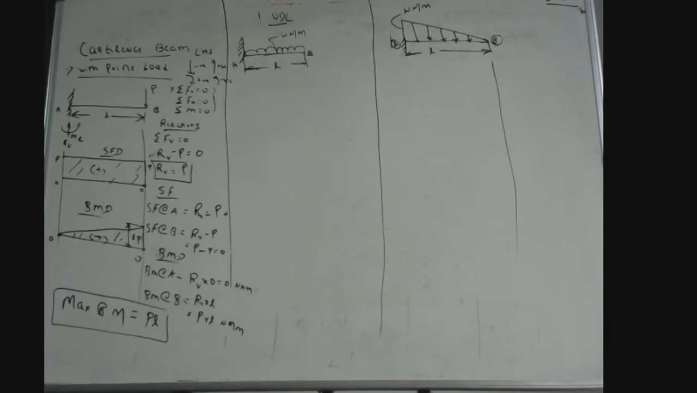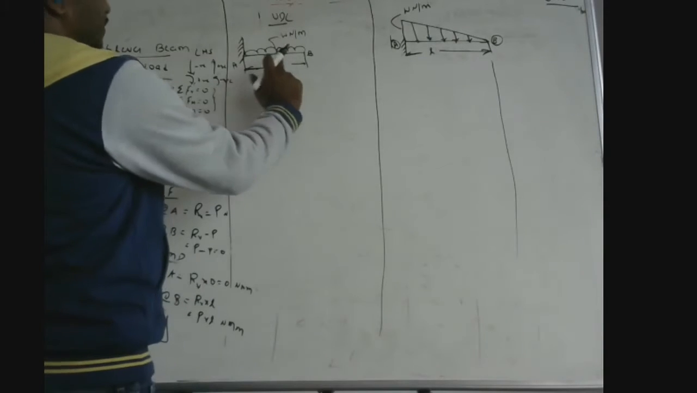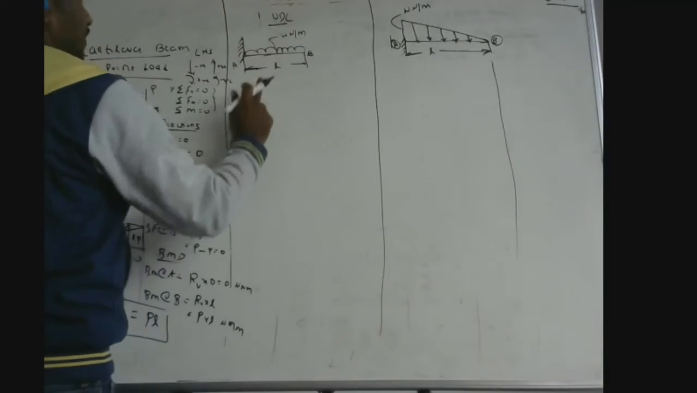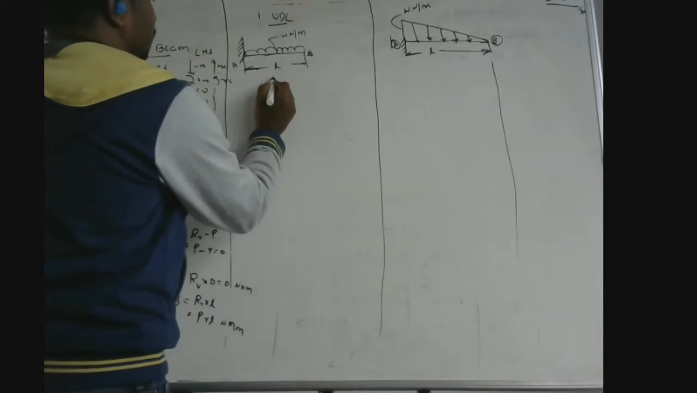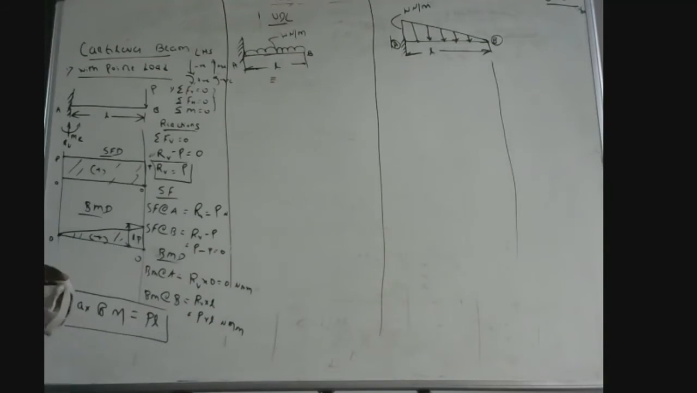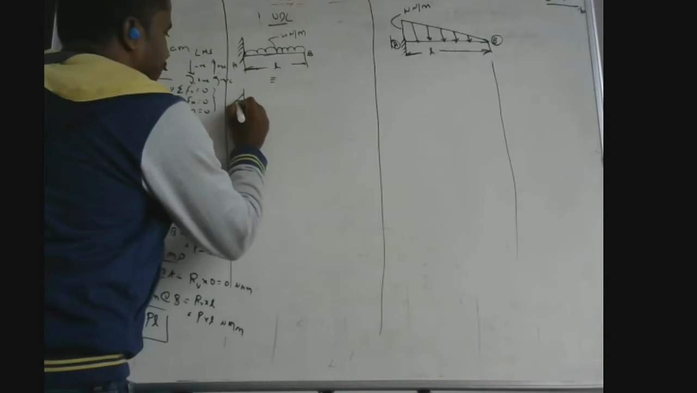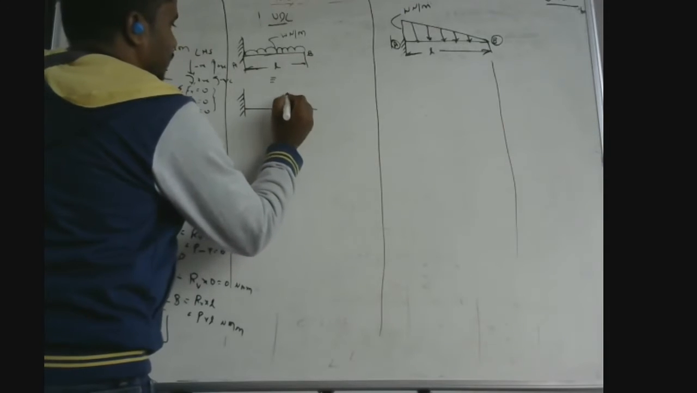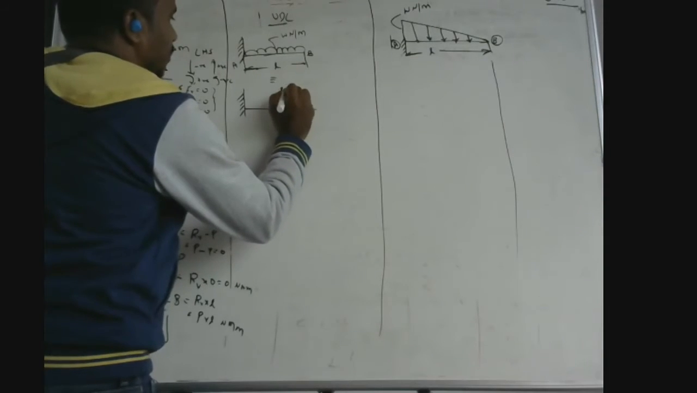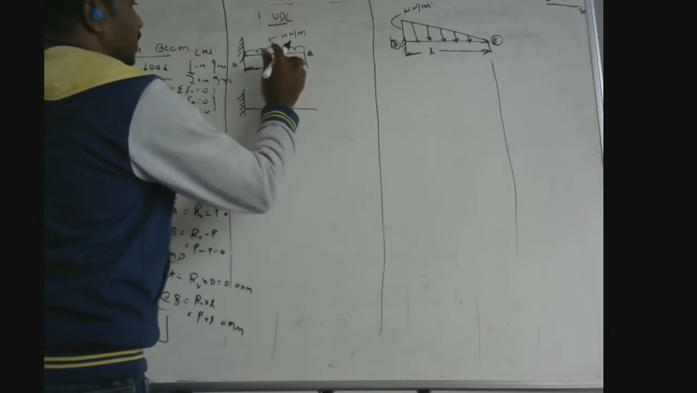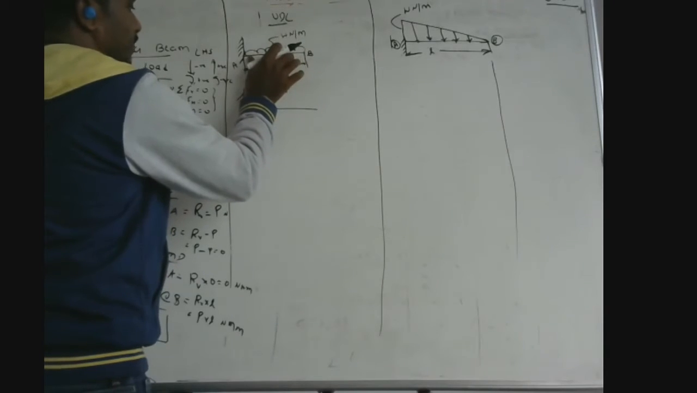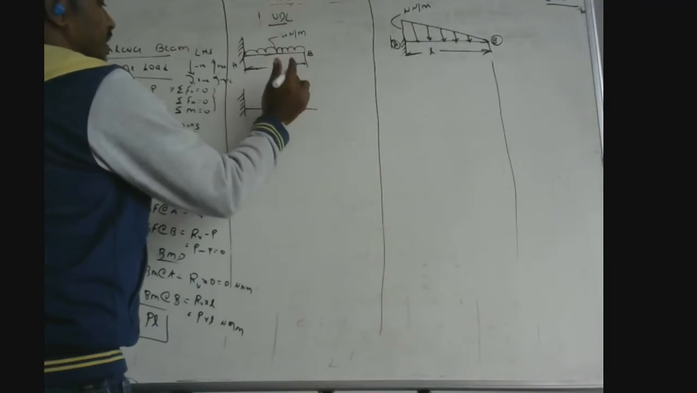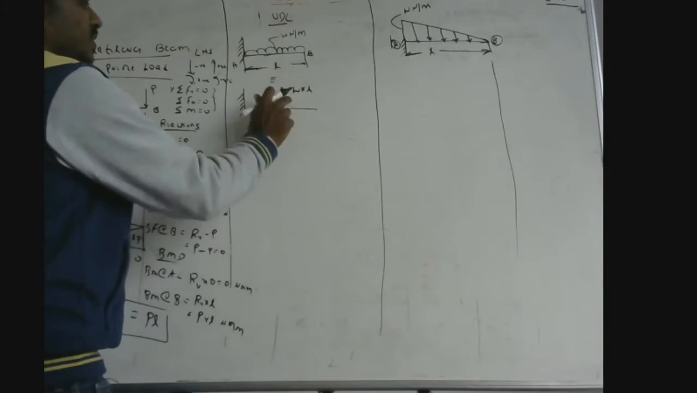Okay. Now we are moving to the next one, UDL. The same cantilever beam, over a span of length L, the UDL is acting, that is W Newton per meter. As I told in the beginning, whenever any UDL or UVL is given, we need to convert it to an equivalent point load. Therefore, the magnitude of that equivalent point load P is W times the span over which the UDL is acting, that is W into L. This is the magnitude of P.